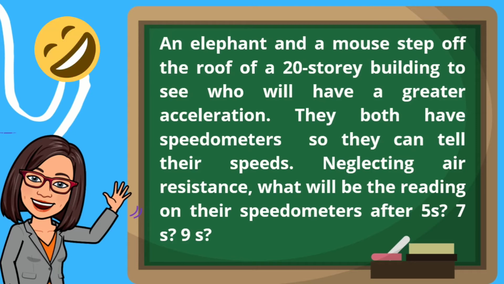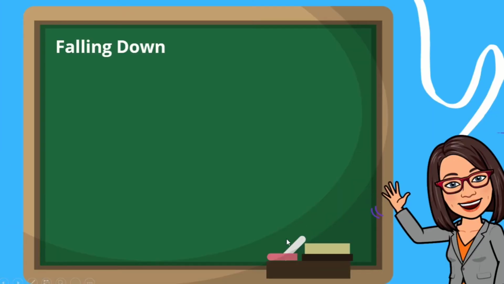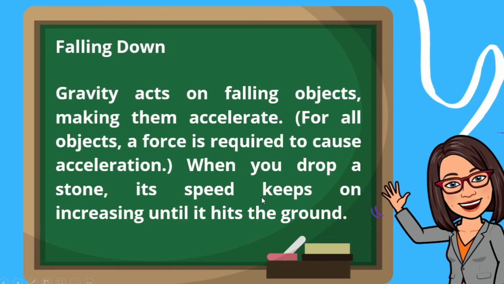Do you already have your answer? Okay, let's find out. Falling down. Gravity, as we all know, acts on falling objects, making them accelerate. Pag naghagis ka sa taas or pag bibinitawan kang bagay, babagsak siya because of the pull of gravity. For all objects, a force is required to cause acceleration. All objects will accelerate when there is an external force acting on it.